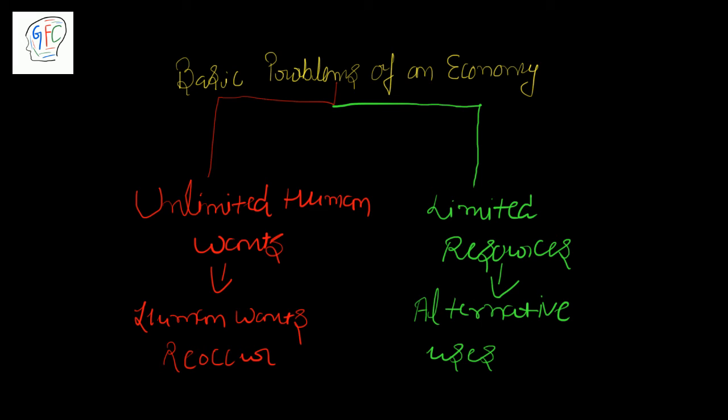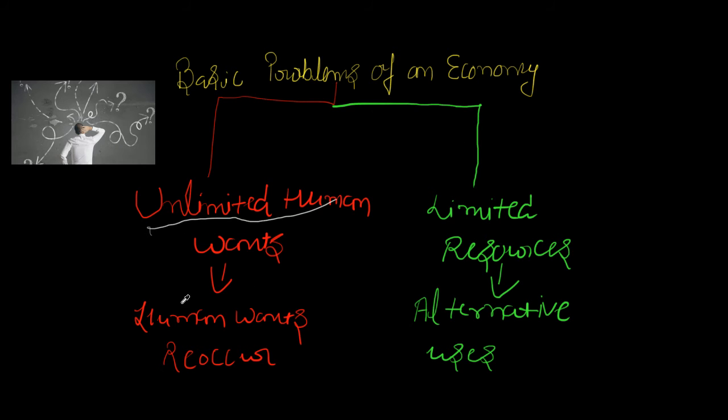What are the basic problems of an economy? Why do we have problems in an economy? Let us try and understand this. The very first reason why we have problems in economy is because of our own existence. Yes, we all humans who have got unlimited wants.